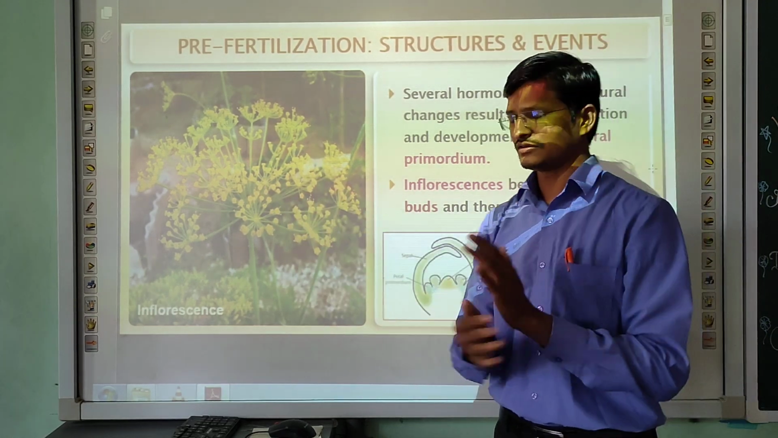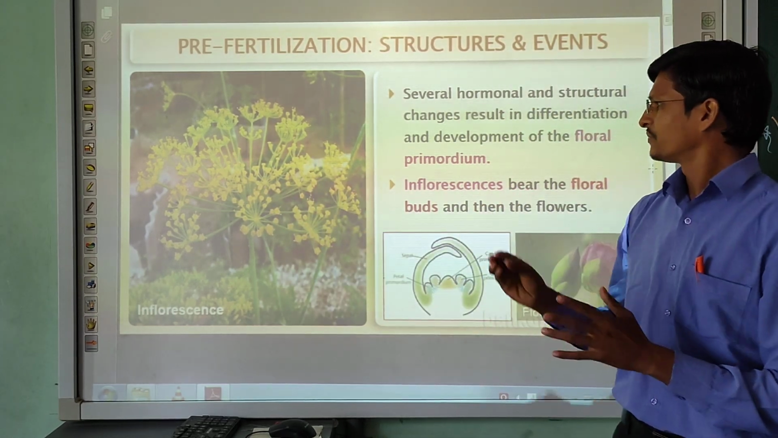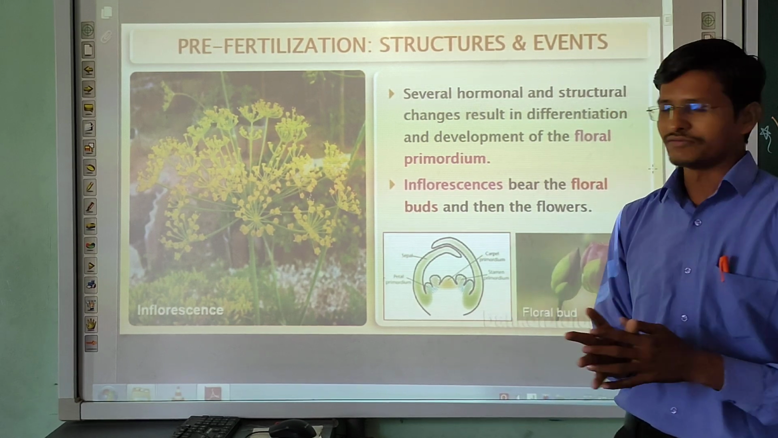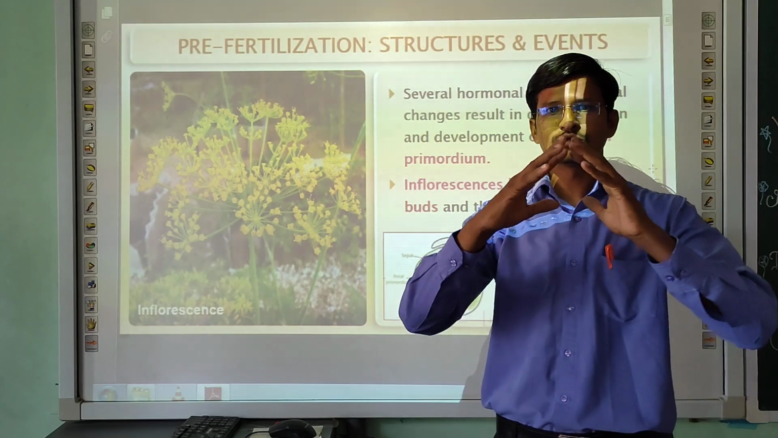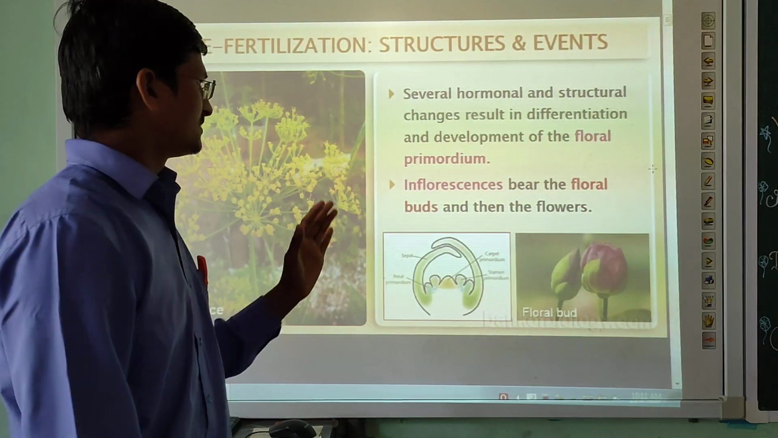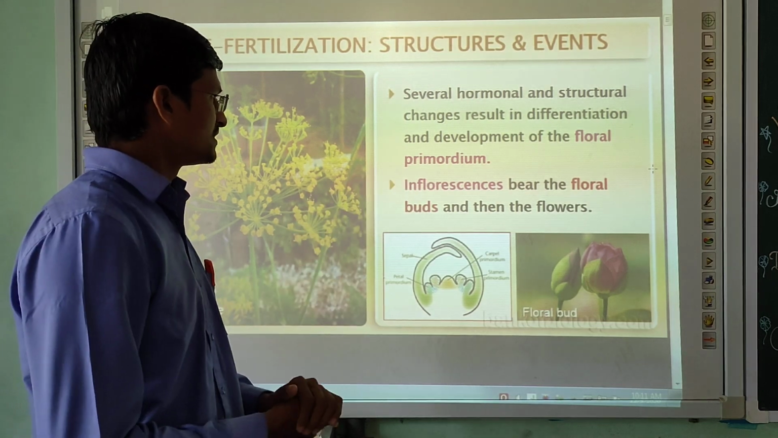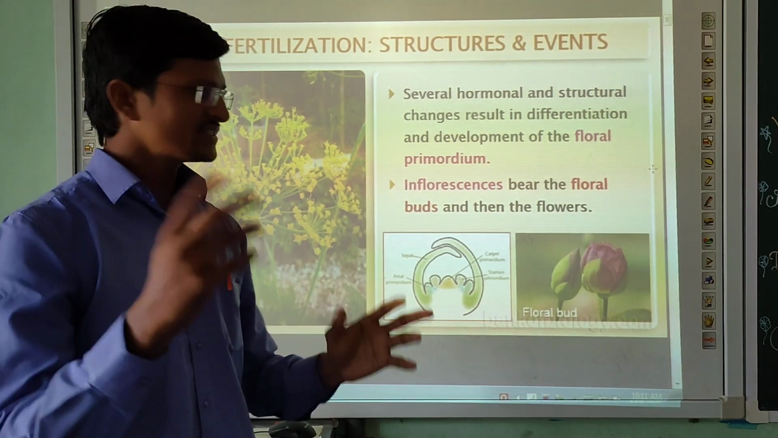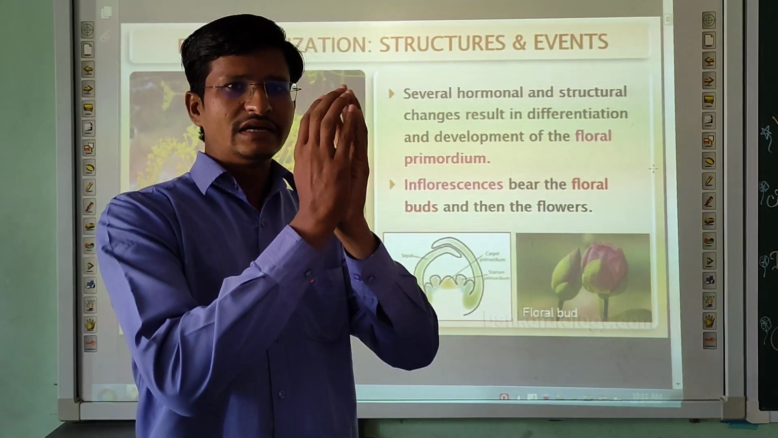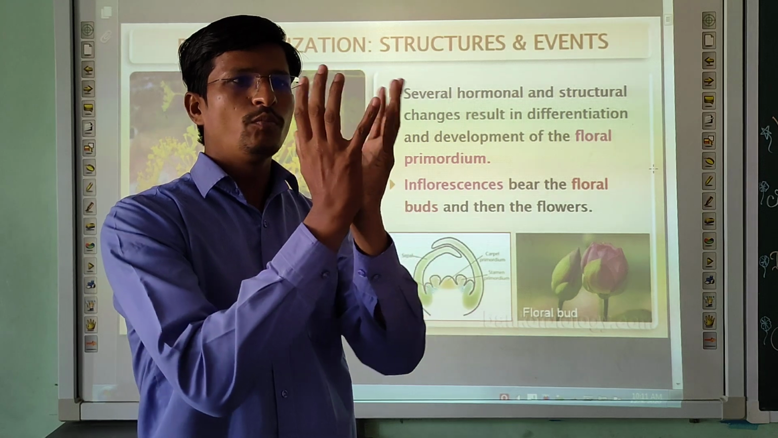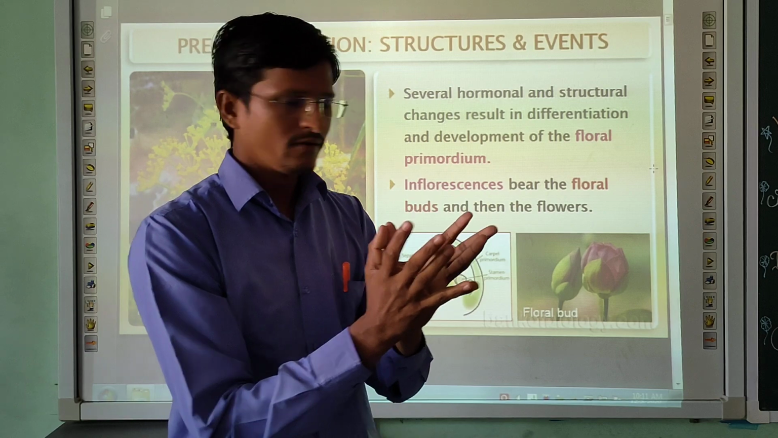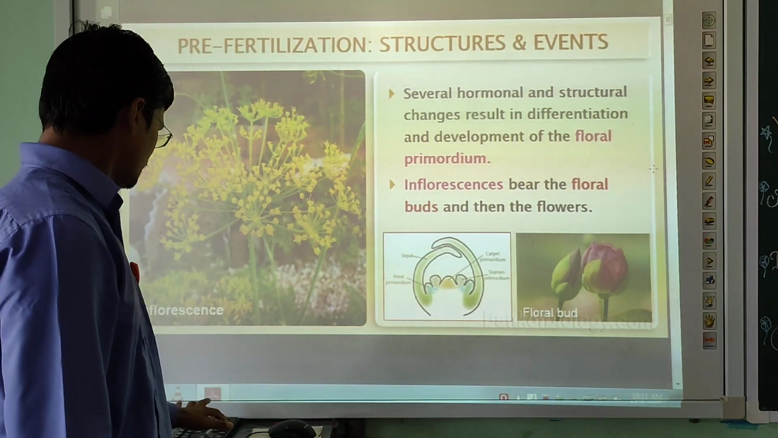You will see a photo there, and in that also you will understand. In the inflorescence, the floral buds and then the flowers develop. Take the example of this lotus: first it was in a bud, and when it opens, you will see the different stages in the flower. We need to discuss all those things.